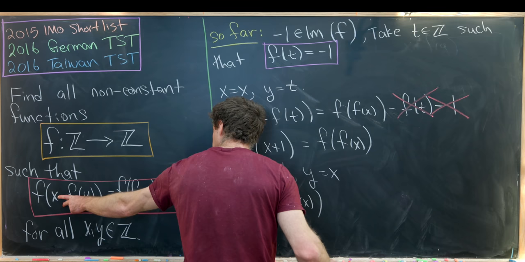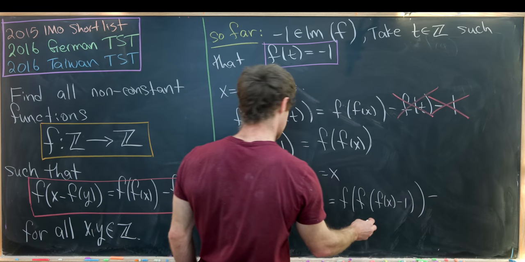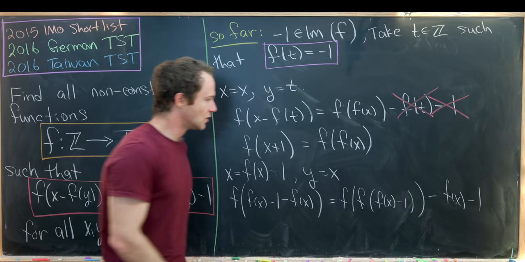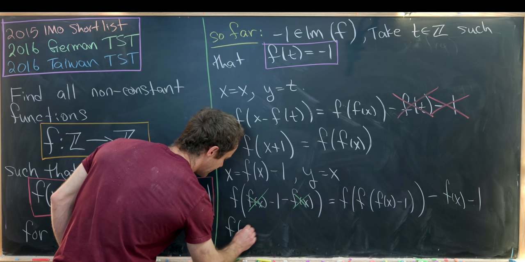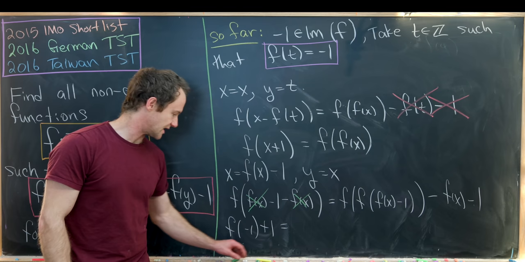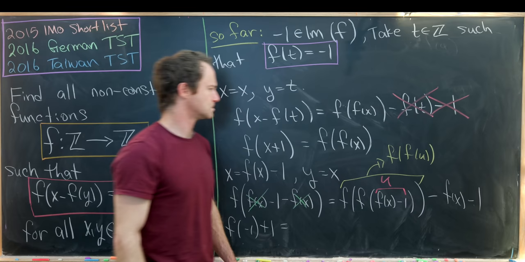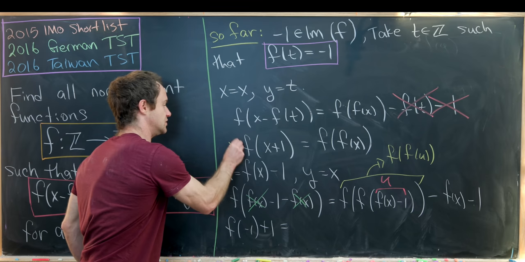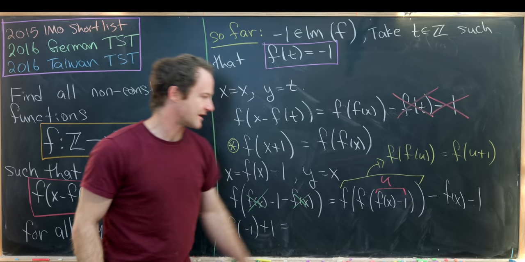And that will be equal to f evaluated at f of x minus 1, and then minus f of x minus 1. So there's kind of a lot going on there. Well, we can take this minus 1 and move it over, and then recognize that this will cancel with this, leaving us with f of minus 1 plus 1 equals, well, maybe we can do a little bit of simplification here. So let's maybe think about this term as u, and that allows us to write this whole thing as f of u. And we can apply this maybe newly starred equation to that f of u. That will give us f of u plus 1. But if u is f of x minus 1, then that'll be just f of x.